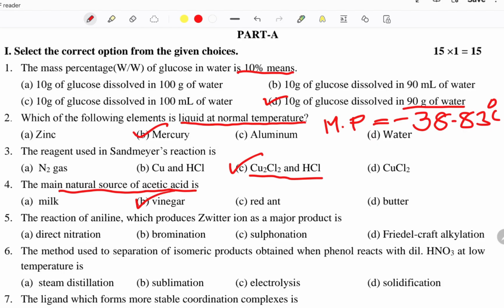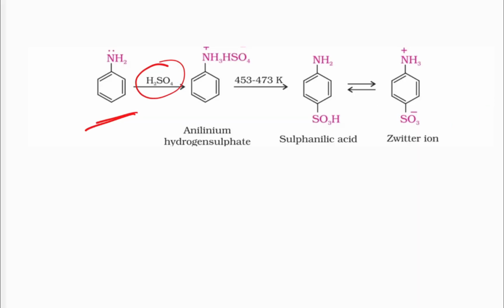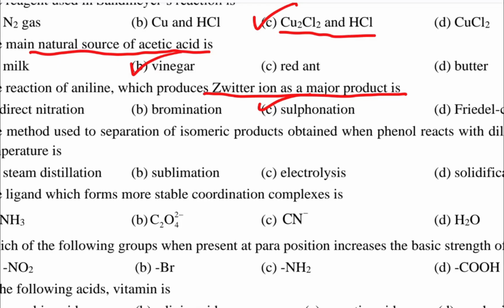Next, the fifth question I am going to explain. The reaction of aniline which produces Zwitter ion as the major product is, so which one? Option C, sulfonation is the reason. Aniline reacts with H2SO4, then sulfanilic acid is formed and it leads to the formation of the Zwitter ion.